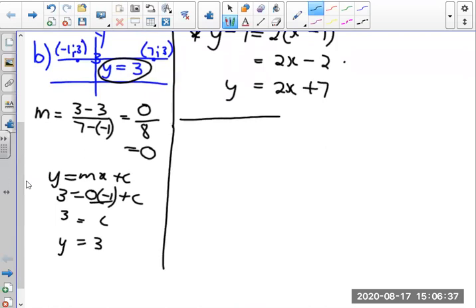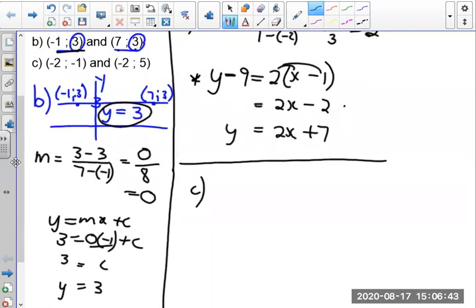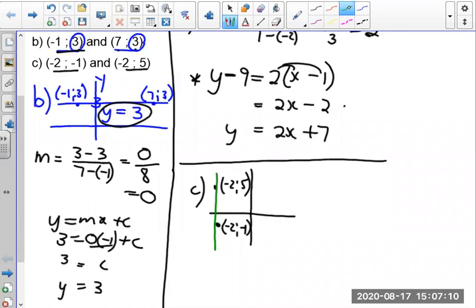If you look at number C, it's the same situation. The points minus 2, minus 1, if I draw it, where's minus 2, minus 1? It's more or less there. And minus 2, 5? Minus 2, 5 is there. Can you see? Minus 2, minus 1, minus 2, 5. And if I draw a line through those points, can you see that I get a vertical line? And can you remember what the equation of a vertical line is? It's just x equals where it passes through the x-axis.